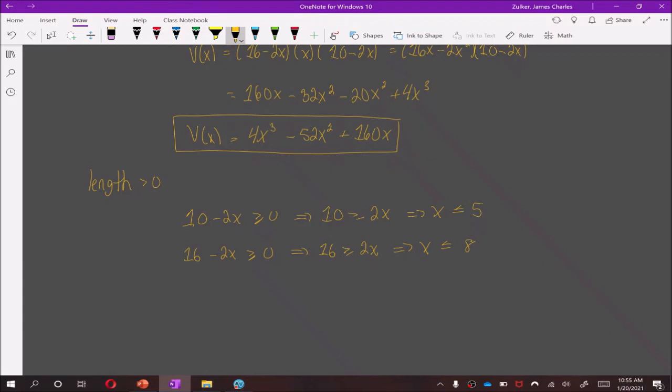So x has to be less than or equal to 5 and has to be less than or equal to 8. But 5 is already less than 8. So we can really just ignore this condition because it's absorbed into that condition. So the domain for our volume here is 0 to 5.